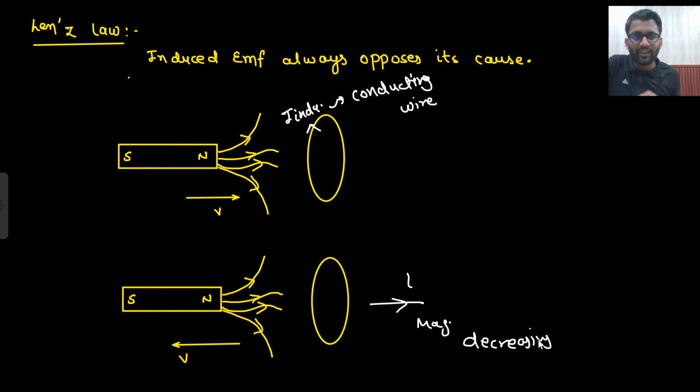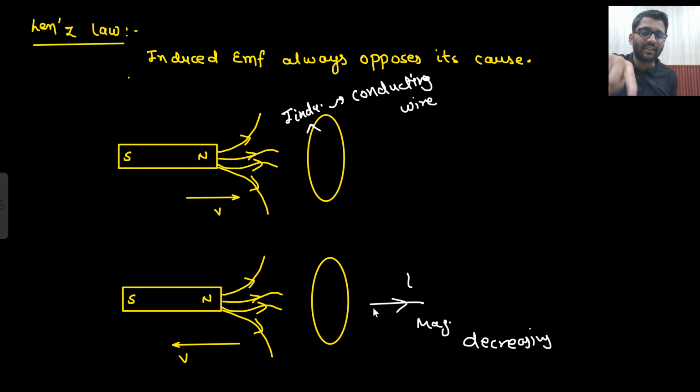Look, EMF will be generated by the change of magnetic field. It has nothing to do with increasing or decreasing. Even if the magnetic field is increasing or decreasing, the EMF will still be induced. If the magnetic field increases, then also EMF will be there. If the magnetic field decreases, then also EMF will be there. So now the magnetic field is getting decreased. In which direction will the current flow? The job of the current is to oppose the cause.